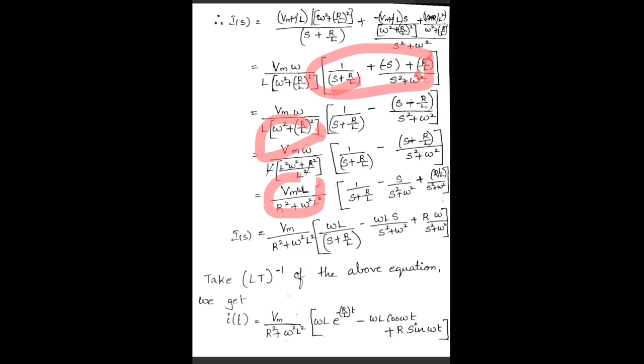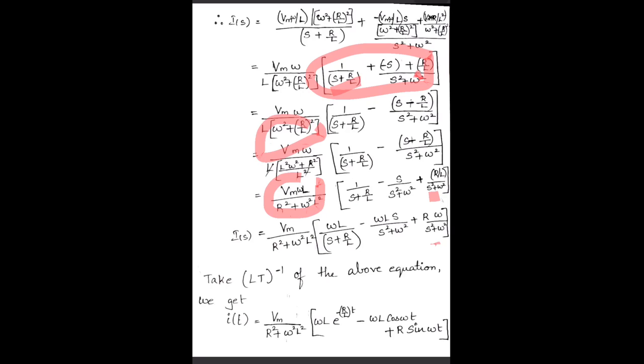the brackets 1 by S plus R by L, minus S by S squared plus omega squared, plus R by L divided by S squared plus omega squared. Now let us take the omega L term inside the bracket.